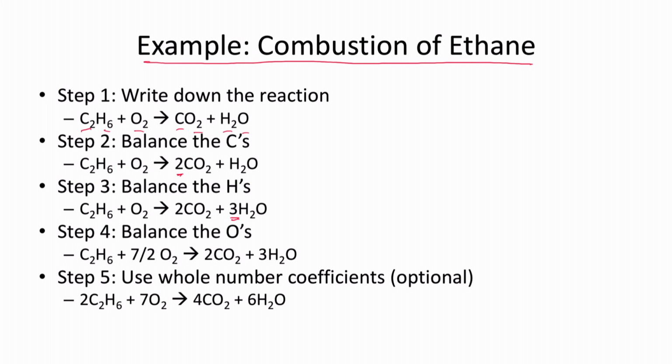Now the thing that's left over is the oxygen. On the left side, I have 2 O's. On the right side, I have 4 O's from here, 2 times 2 is 4, and 3 more here, 3 times 1 is 3. 4 plus 3 is 7. So somehow I have to make 2 equal to 7, right? How the heck do I make 2 equal to 7?